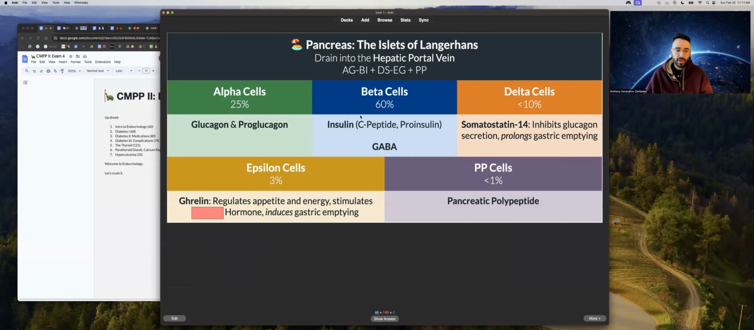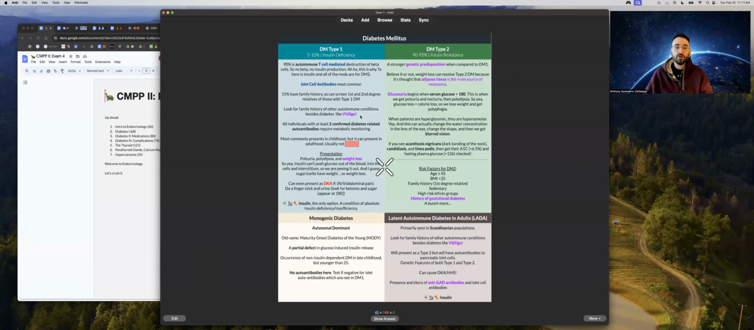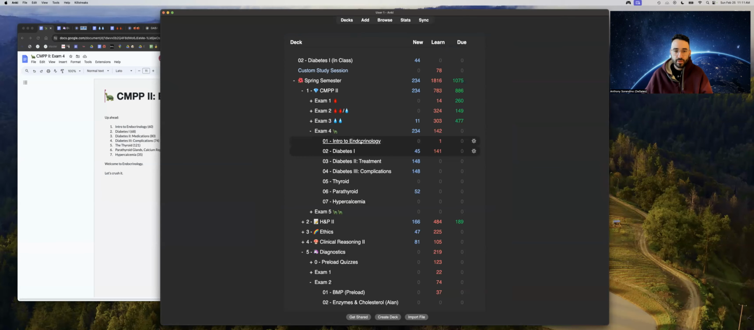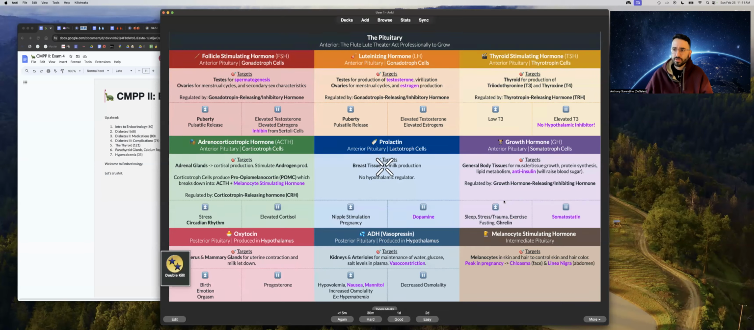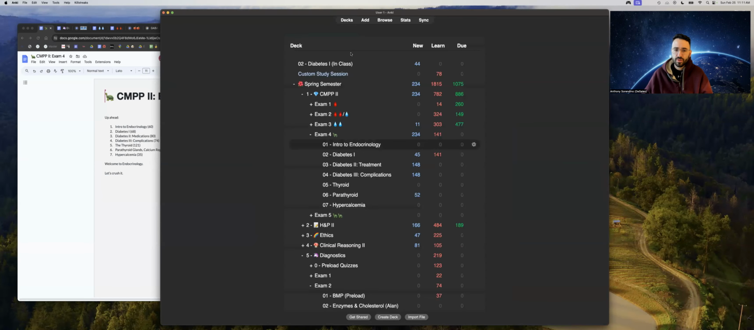Ghrelin stimulates blank hormone, induces gastric emptying. Oh, growth hormone. Let's go. See, good connection. That's going to help me remember that other one. Speaking of, if I go back here, that should be waiting for me. Yep. So growth hormone. Oh, yes. Upregulates because we're hungry. I think I knew that.